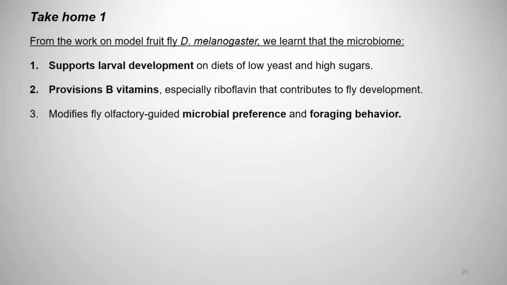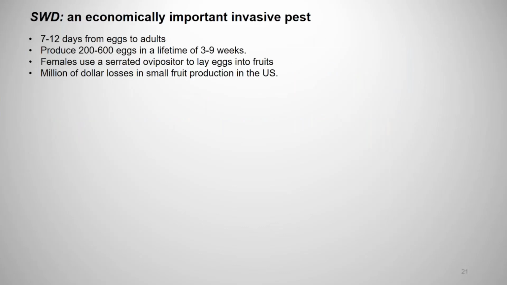Now I'm going to move to the second part of the talk, which goes to the more applied side of things, talking about Drosophila suzukii, also known as the spotted wing Drosophila, SWD. I think many of you probably know SWD is an invasive pest and a significant economic problem to agriculture. To give you some idea about the biology, this pest takes about 7 to 12 days to develop from eggs to adults. A single female can produce over 200 to 600 eggs in her lifetime, and they tend to live somewhere between 3 to 9 weeks.